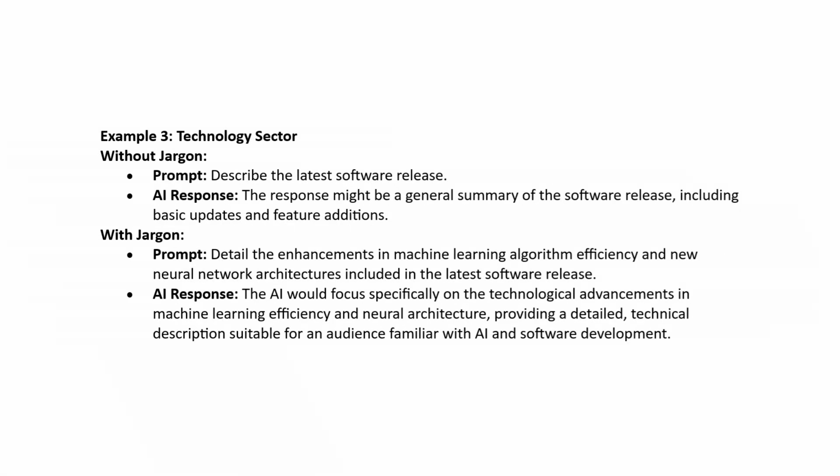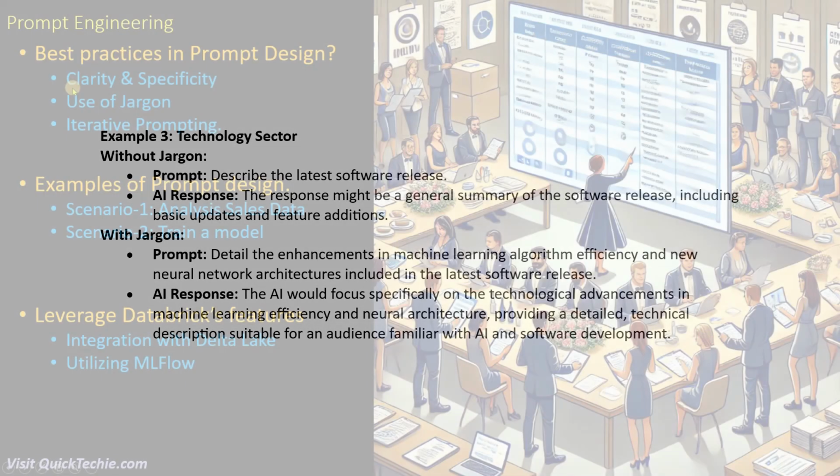Now let's check an example for the technology sector. Without jargon, prompt: describe the latest software release. AI response: the response might be a general summary of the software release, including basic updates and feature additions. With jargon, prompt: detail the enhancements in machine learning algorithm efficiency and new neural network architectures included in the latest software release. AI response: the AI would focus specifically on the technological advancements in machine learning efficiency and neural architecture, providing a detailed technical description suitable for an audience familiar with AI and software development.